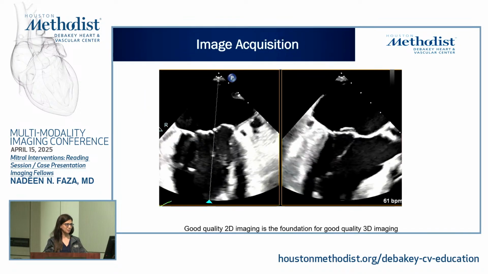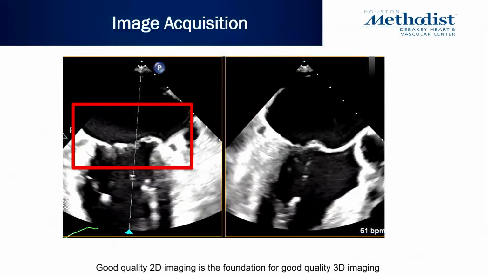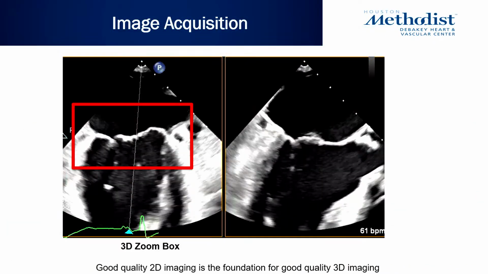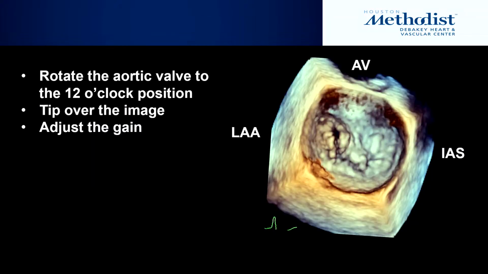And this is an example of that imaging acquisition. So you want to make sure that your annulus is included. You want to include your aortic valve as an anatomical marker. And then this is the view that you get after you rotate your aortic valve to 12 o'clock and tip over the image.